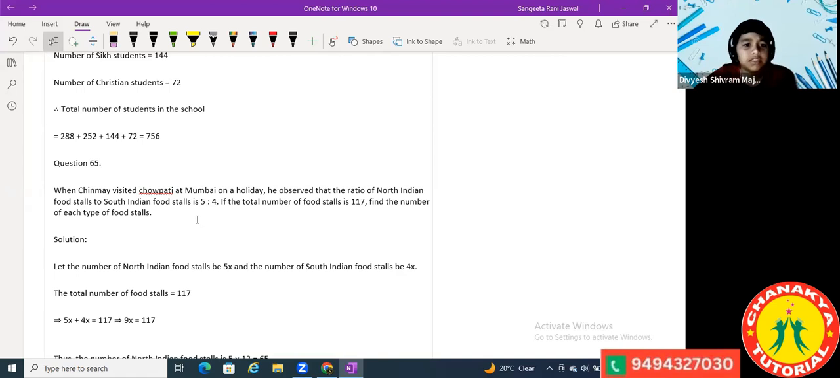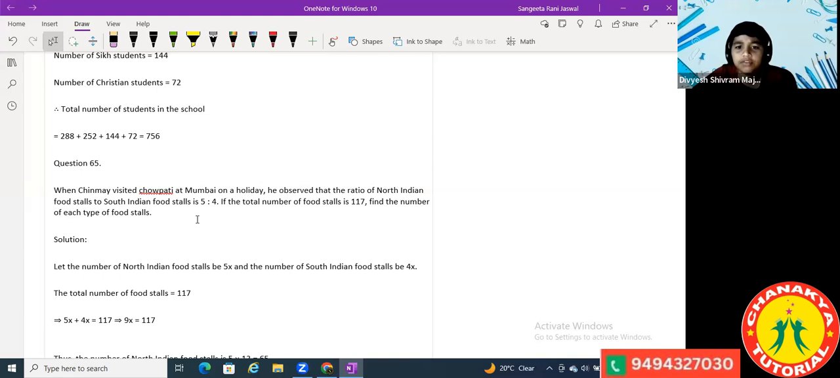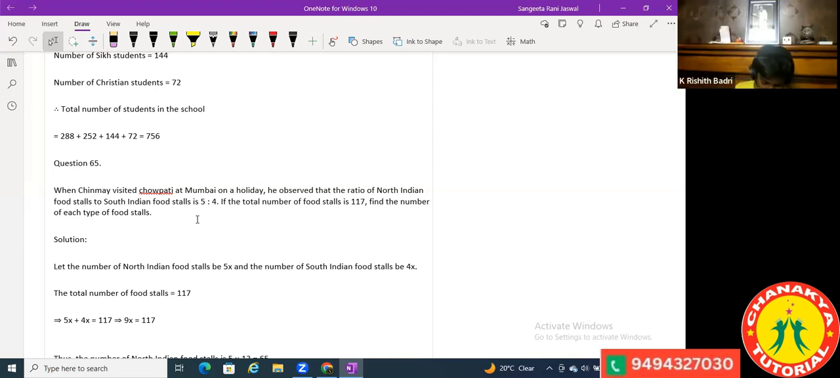When Chinmay visited Chaupati at Mumbai on a holiday, he observed that the ratio of North Indian food stalls to South Indian food stalls is 5:4. If the number of food stalls is 117, find the number of each type of food stalls. So did you understand the question, Divesh? Yeah, ma'am. Okay, Divesh, read again.